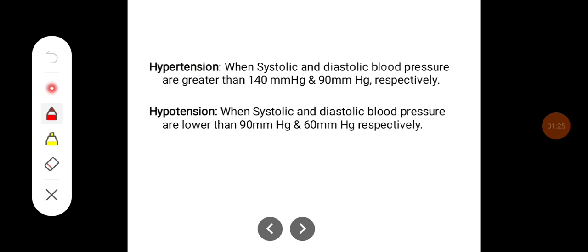Then hypertension is when systolic and diastolic blood pressure are greater than 140 mm Hg and 90 mm Hg respectively. And hypotension is when systolic and diastolic blood pressure are lower than 90 and 60 mm Hg respectively.